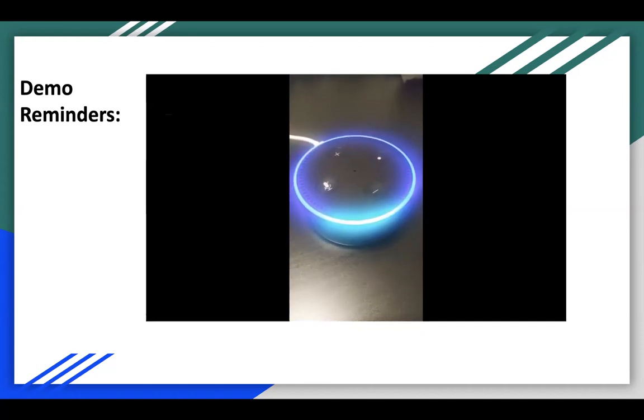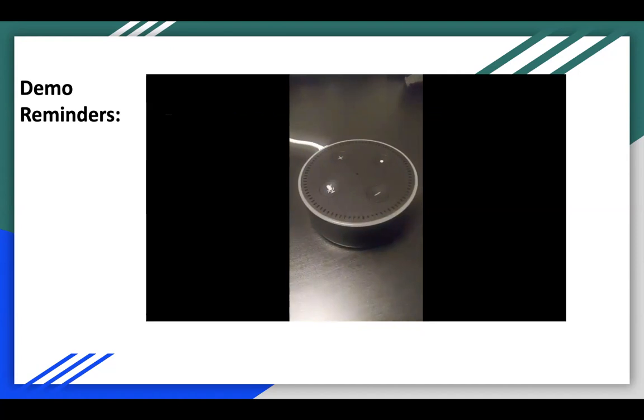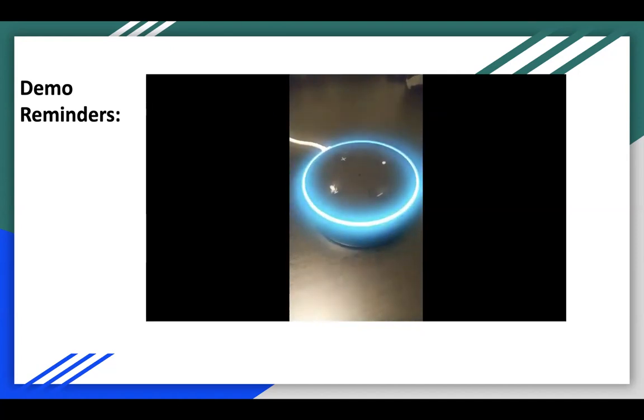Can you set another reminder? What is this reminder for? Pizza. On what day would like this reminder? Tomorrow. At what time? 4 p.m. Do you want this reminder to recur? No. Your reminder has been set. Can I help with something else?